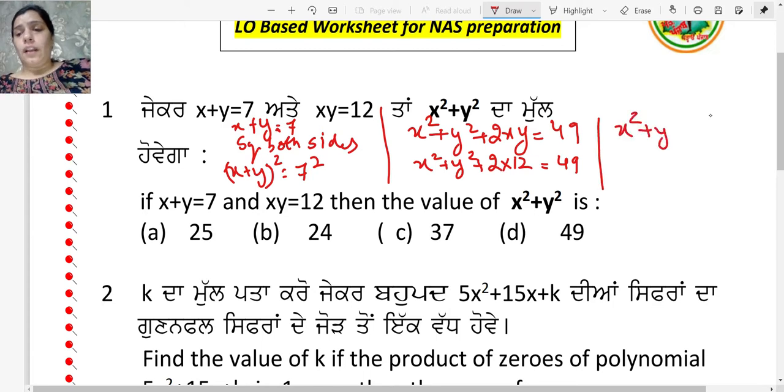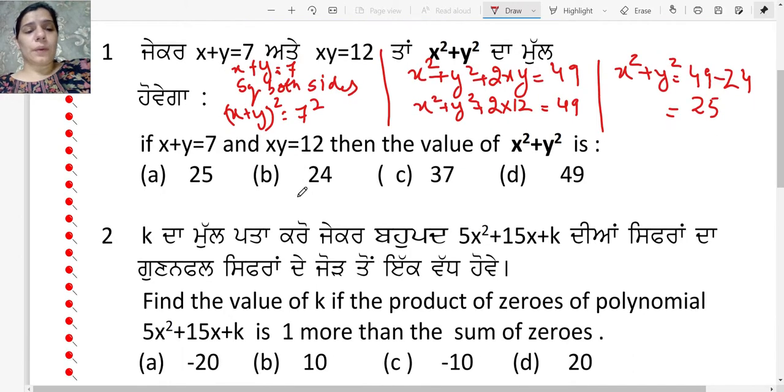On the left hand side 24 is getting added. When it will go to the right hand side it will get subtracted. So 49 minus 24, you get the answer as 25. So I get the value of x square plus y square is equal to 25. So my correct answer is option A.